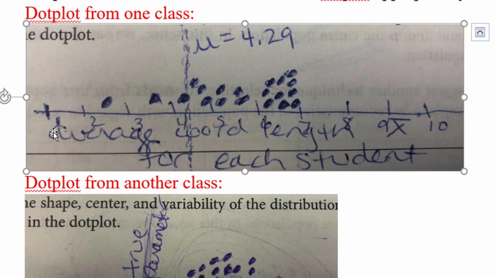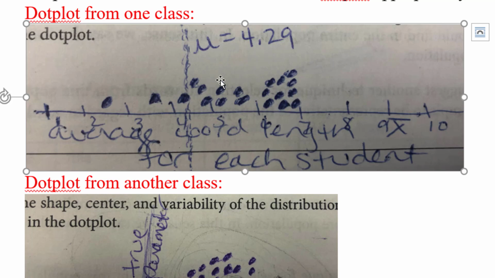Along the horizontal axis, I have the label average word length X bar for each student. So I have the numbers 1, 2, 3, 4, 5, 6, 7, 8, 9, 10. I went around the class and asked everybody to report to me their sample mean from their set of 10 words, and this is the dot plot we created. I also added a vertical line to indicate the actual population mean of mu equals 4.29. Remember, they told us that if you look at every single word in the speech, the average word length for the entire speech was actually 4.29.